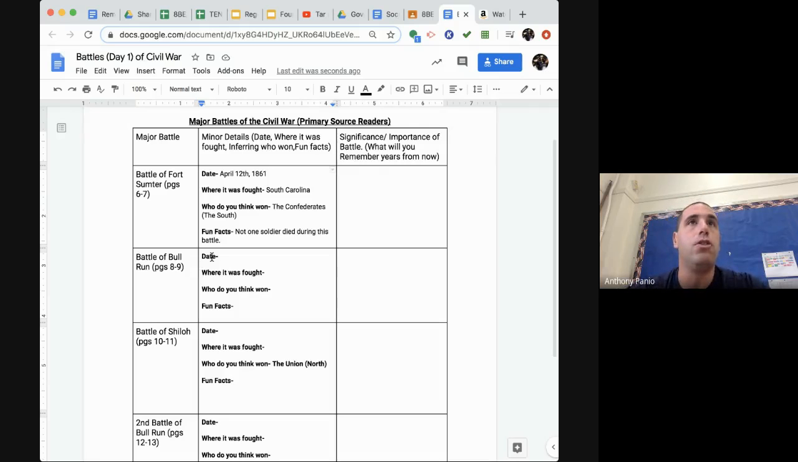So it is just interesting, though, that not even one soldier died. The tactical approach was they wanted to get rid of the fort. And since they were able to set the fort on fire, the South would win the battle.